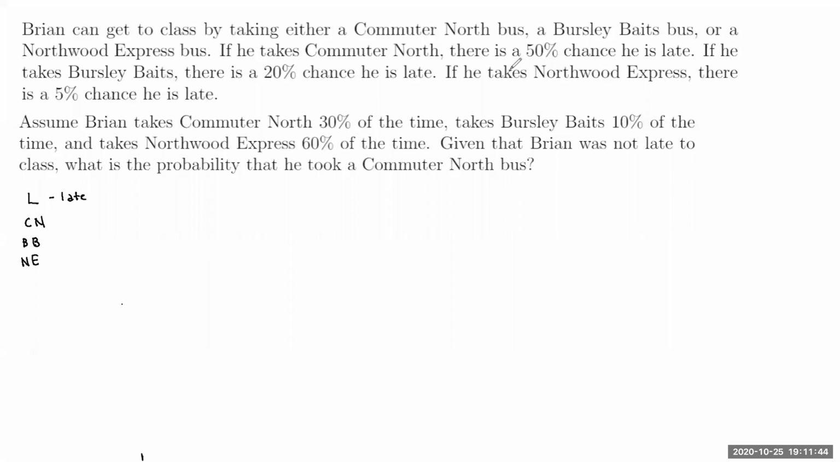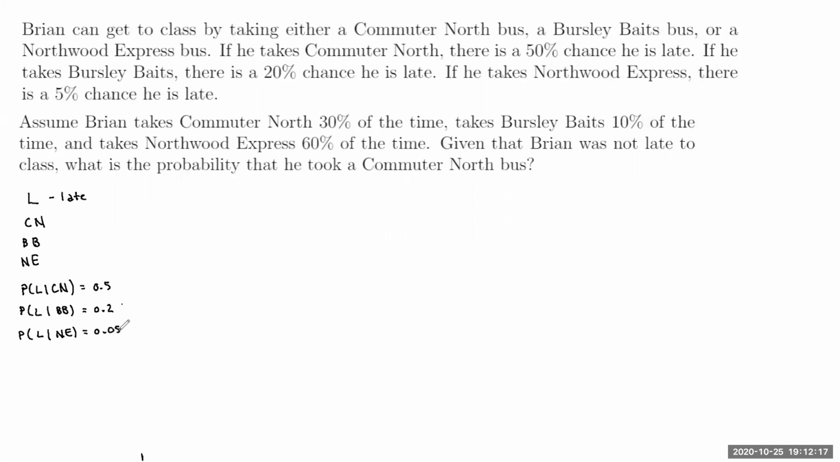So this is a conditional probability. The probability that he is late given he takes Commuter North is equal to 0.5. Then we also have the probability that he is late given he takes Bursley Baits is 0.2. And we also have the probability that he is late given he takes Northwood Express is 0.05.